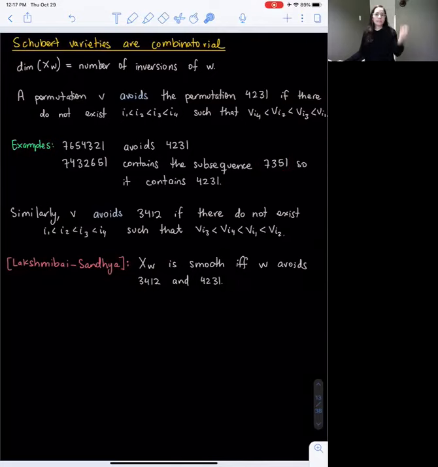you can define pattern avoidance for any two permutations, but today we will only care about two. Similarly, we will say that W avoids this permutation if you cannot find 4 indices such that they have the same relative order as 3, 4, 1, 2. So it is an analogous definition. As I said before, there is this classical result by Lakshmibai and Sandhya, which classified which Schubert varieties are smooth. A Schubert variety is smooth if and only if W avoids those two patterns. So again, the geometry of Schubert varieties is being described in terms of combinatorics.